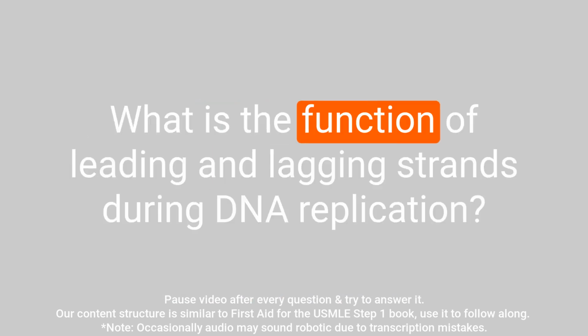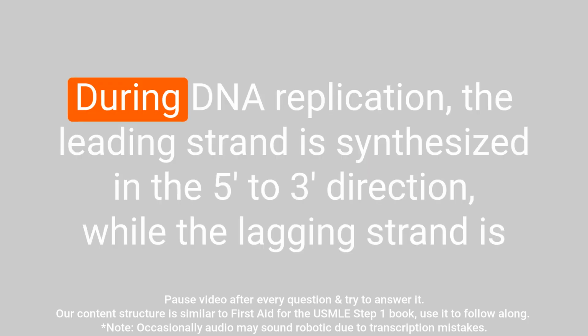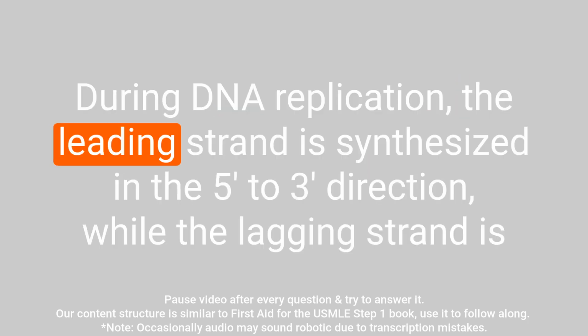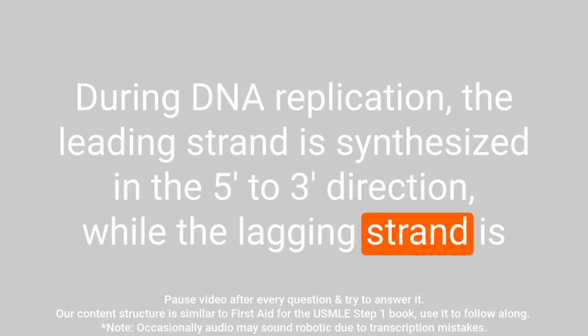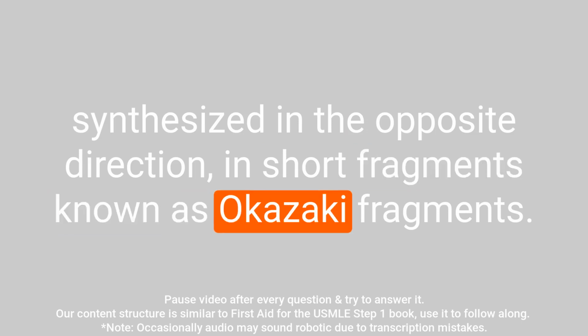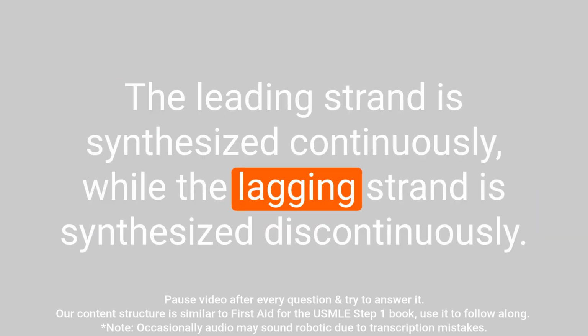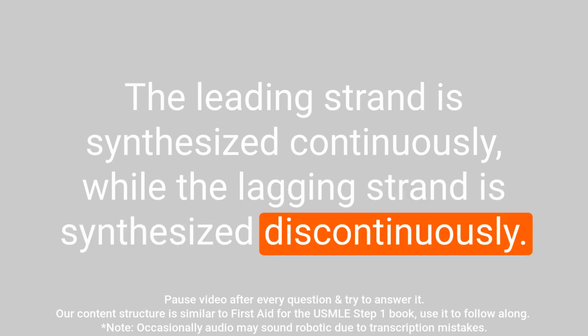Question: What is the function of leading and lagging strands during DNA replication? Answer: During DNA replication, the leading strand is synthesized in the 5' to 3' direction, while the lagging strand is synthesized in the opposite direction, in short fragments known as Okazaki fragments. The leading strand is synthesized continuously, while the lagging strand is synthesized discontinuously.